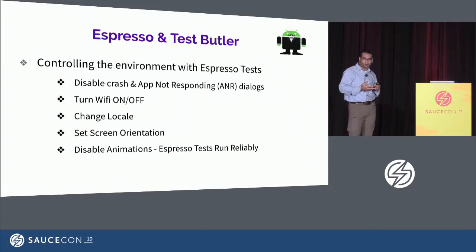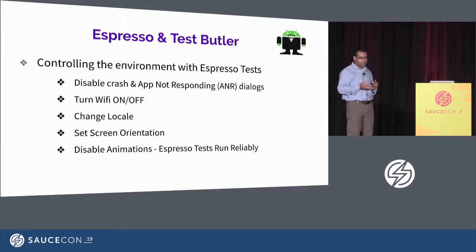It can switch the Wi-Fi on and off. It can switch your data on and off. It can change the locale if you want to change from English to French or another language. It can change your orientation with this library, and it can disable the animations. So in a nutshell, it can make your tests more reliable, with additional features like this.